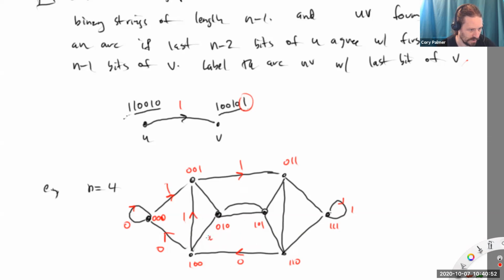I add a 0 onto the end. 1, 0, 0. It goes this direction.